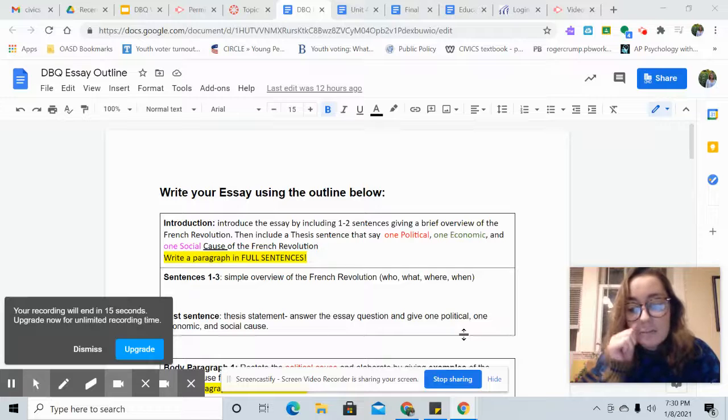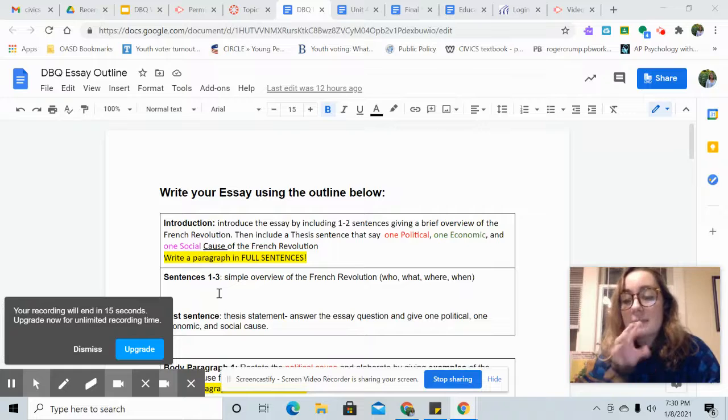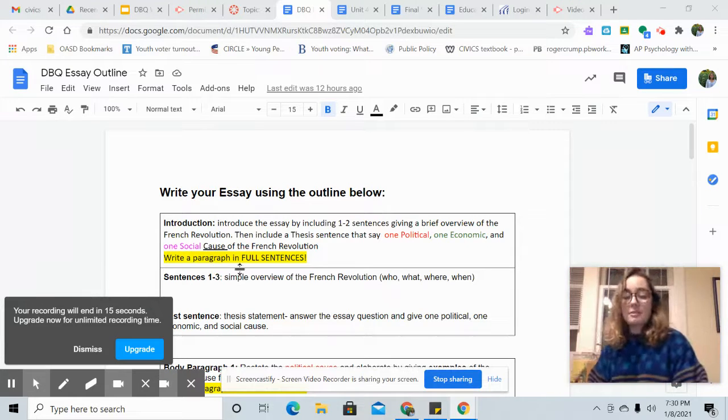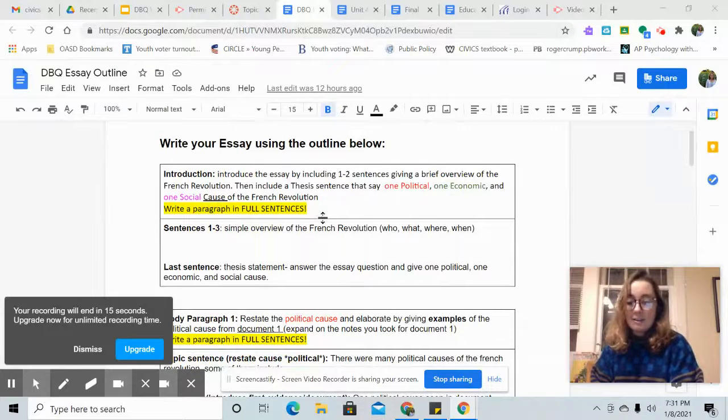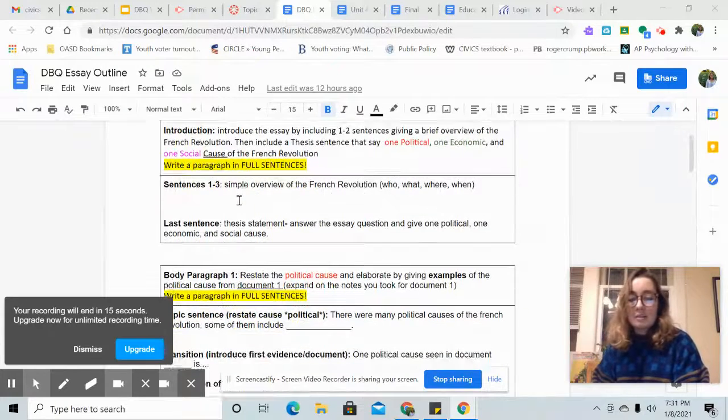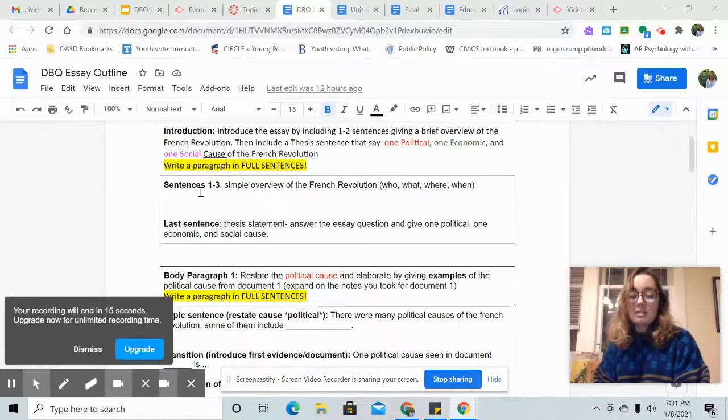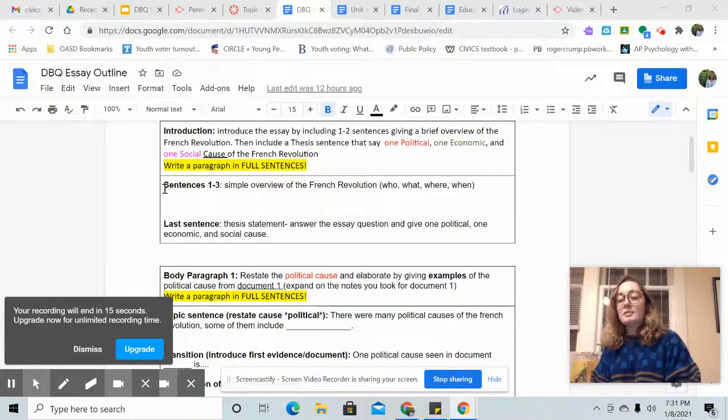Okay, so now let's walk through the specifics of each paragraph, sentence by sentence. So again, if you're struggling with writer's block, figuring out how do I even get started and what to write for this, go back to our magic formula, our essay outline here, and this will help you. So in your introduction, sentences 1 through 3 in a DBQ should be dedicated to giving some brief background information, who, what, where, when, about the topic that you're writing about.